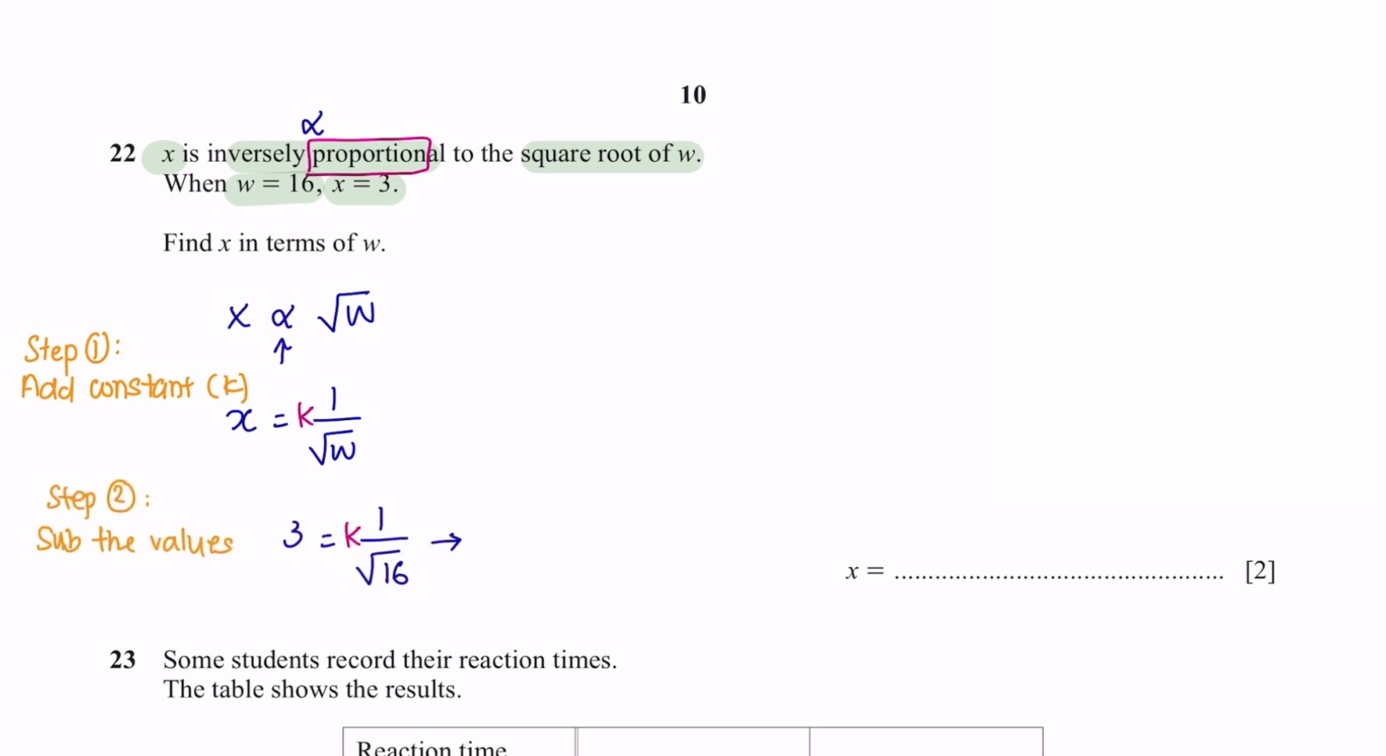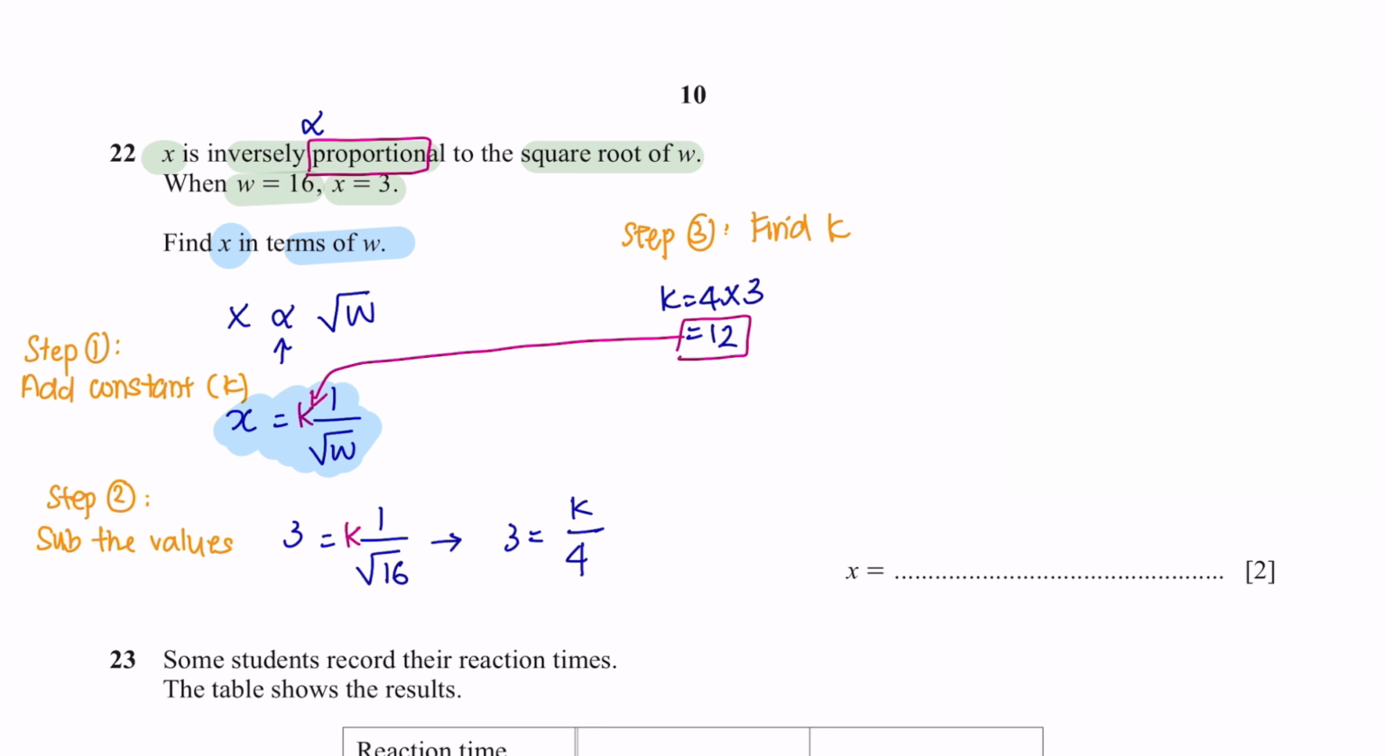If I rewrite this formula, I will get 3 equals k over 4. Next, we're going to look for the value of our constant. We are asked to look for x in terms of w. So using this equation now, we're going to sub in the value of 12 into the constant. So we will get x equals 12 over the square root of w. So we have found x in terms of w.